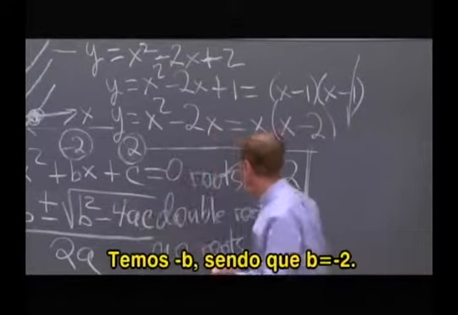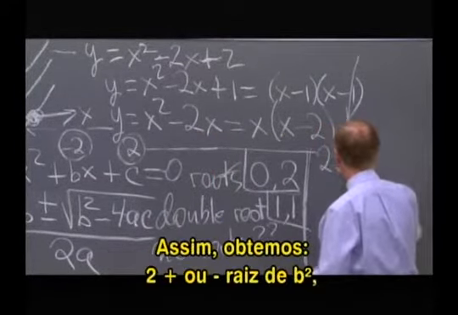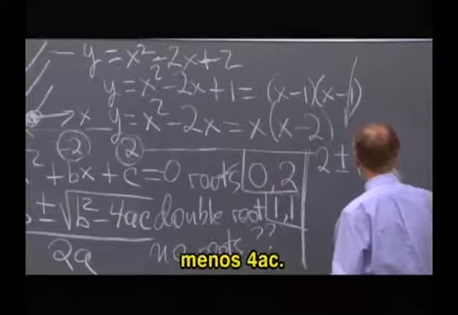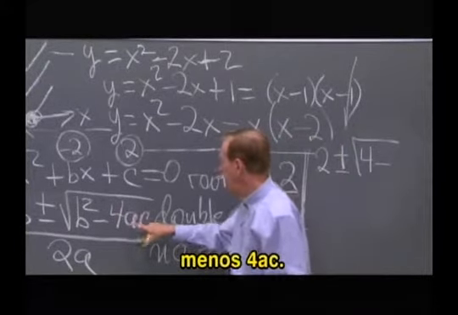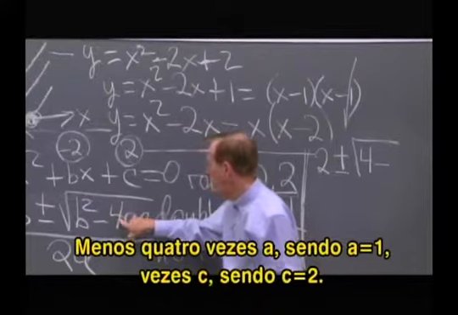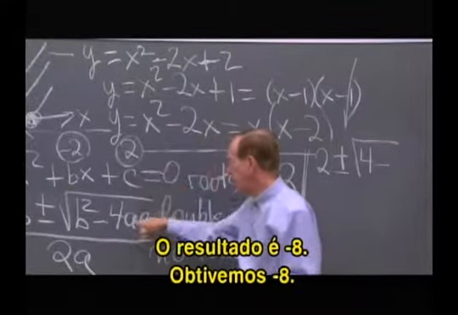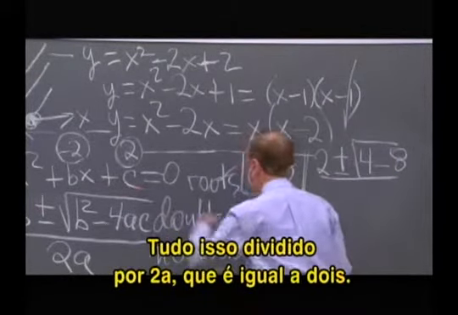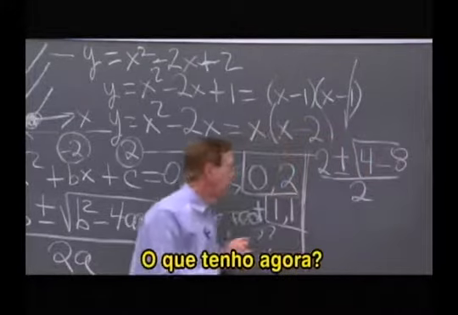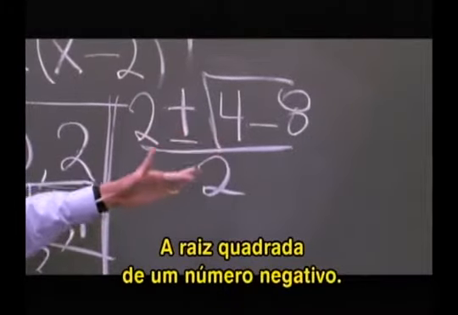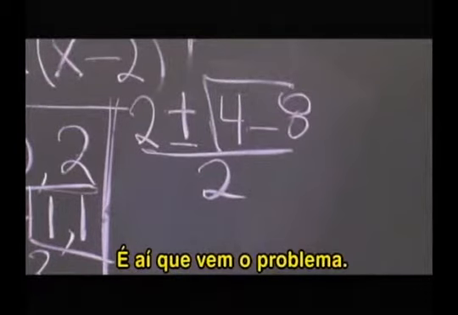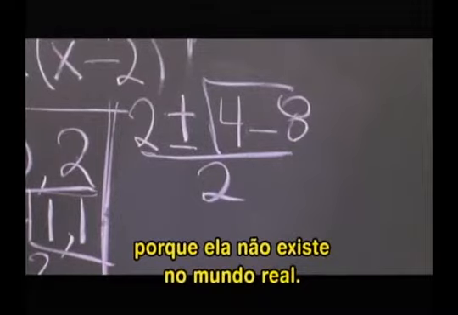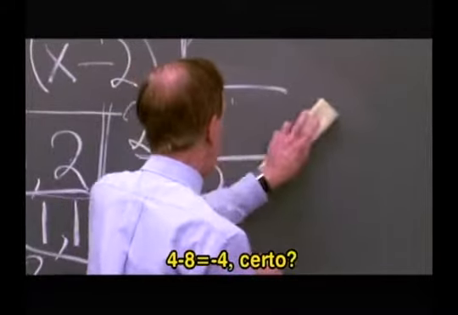So minus b is the minus minus 2, that's the 2, plus or minus the square root of b squared, that's the 4, minus 4ac. Now let's get it right. Minus 4, a is 1, and c is now 2, so that's minus 8. Minus 8 divided by 2a, which is the 2. What have I got now? I've got a square root of a negative number. That's what the problem was. That's why I couldn't see it in the real world, because it's not there in the real world. 4 minus 8 is minus 4, right?